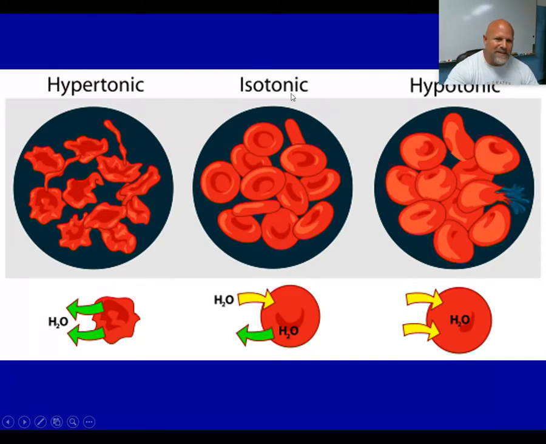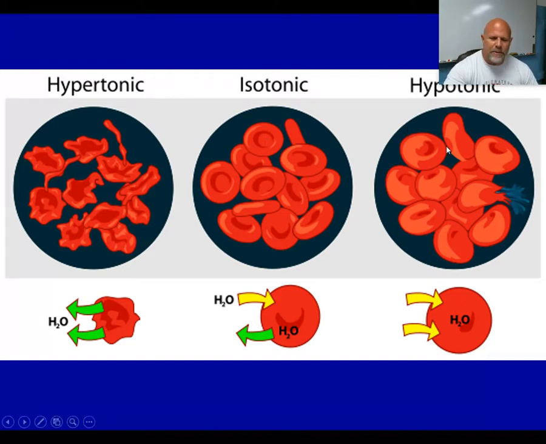Isotonic means we have the same concentration of stuff on the inside and outside, and so the cells are going to stay the same size. Water is still going to move in and out, but it's moving in and out at the same rate, and so it pretty much looks like nothing's going on.